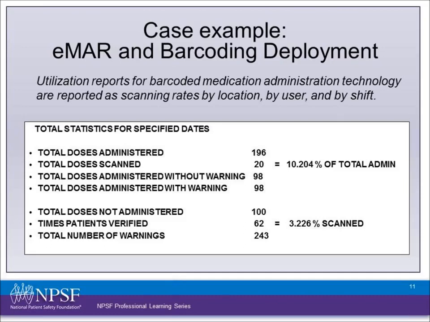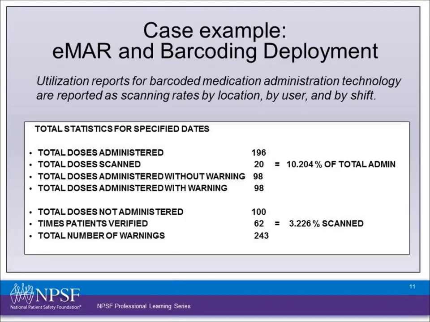So in this case example of EMR and barcoding, we began in that early process to look at our utilization statistics, and that is a real focus on how many doses are being given and are they being given with the scanning technology. And as you can see in this example, we only had about 20% of the doses that were being given using the technology.